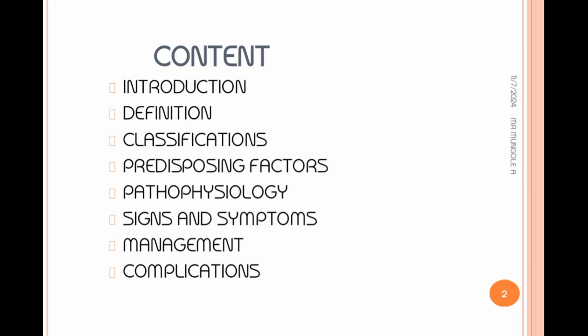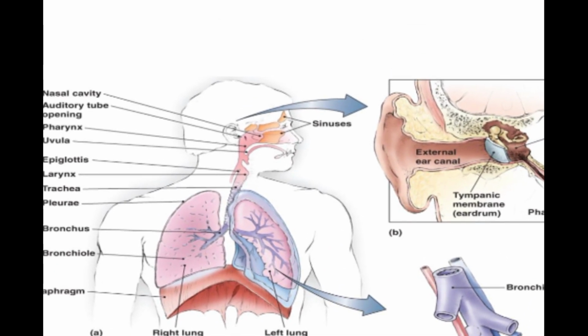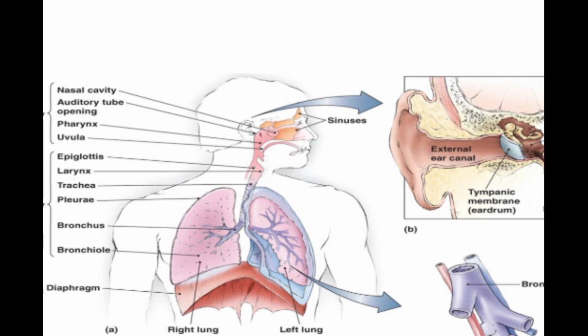Before I go to the definition of tuberculosis, we start with the introduction. We try to look at the anatomy and physiology of the respiratory system. Looking at this diagram, we have to understand that the respiratory system starts from the nasal cavity, from the nose. As we inhale, we take in air, we take in oxygen, then again we move it out in the form of carbon dioxide.